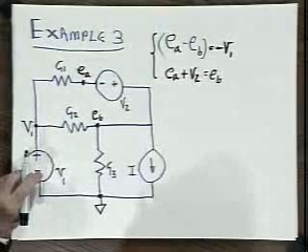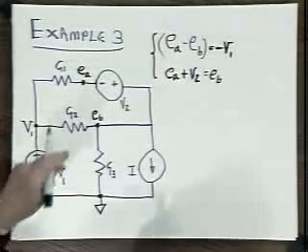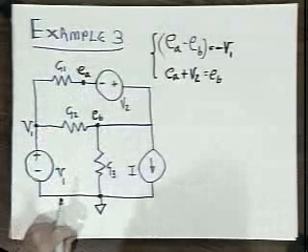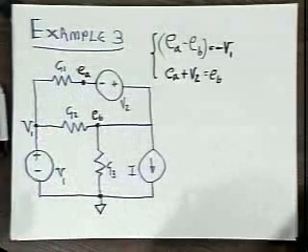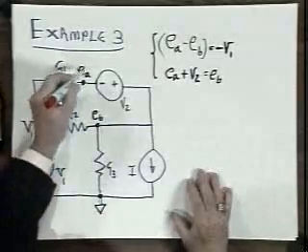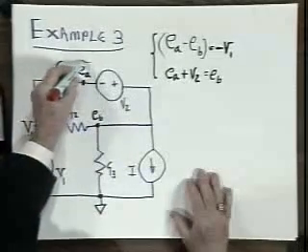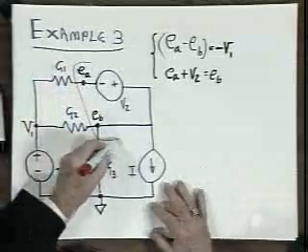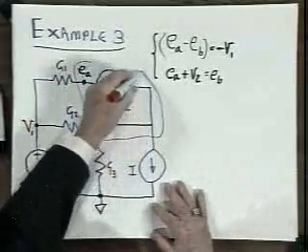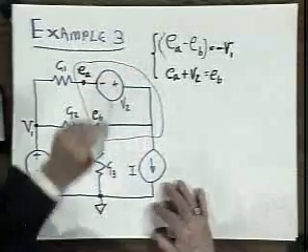So we are left with a situation in which we know neither of these node voltages, but we do know that they're related. And the way to deal with that is to think of everything inside this circle as a single node.